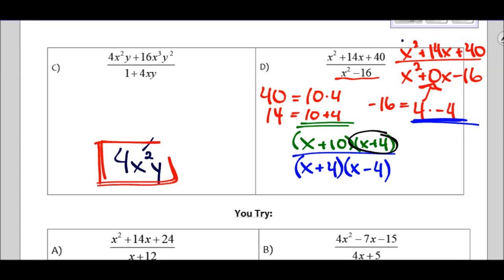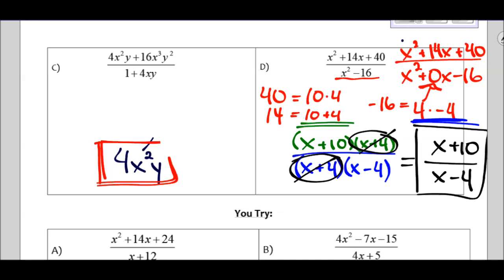X plus 4 on the top, x plus 4 on the bottom gives me just x plus 10 left on the top and x minus 4 left on the bottom. That is as simple as that is. You cancel out the common factors after factoring both the top and the bottoms.